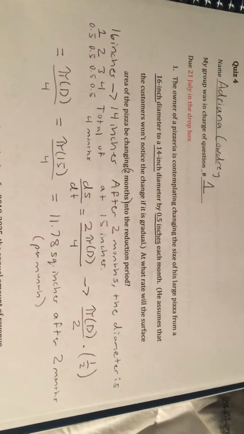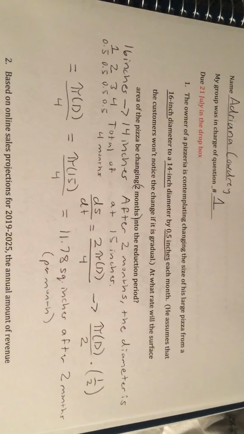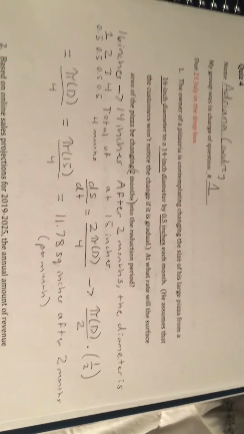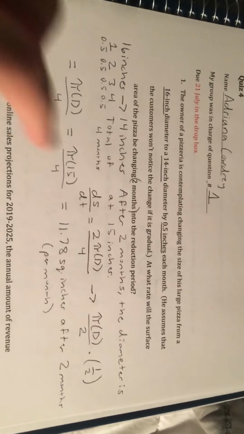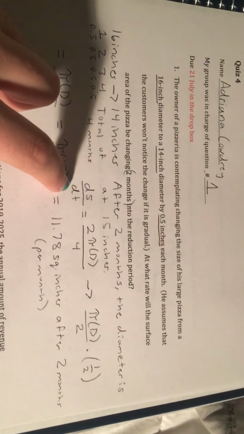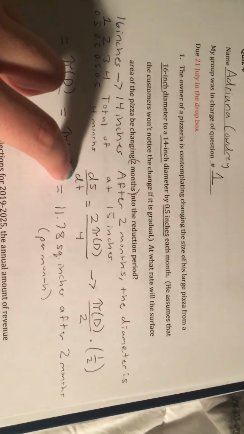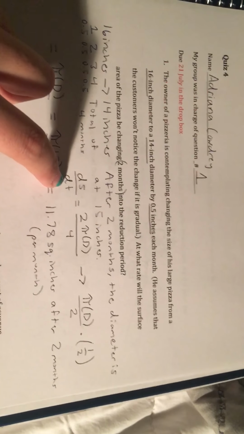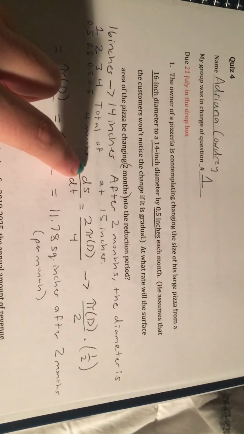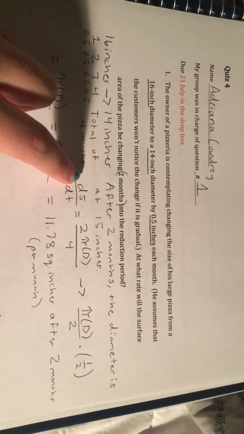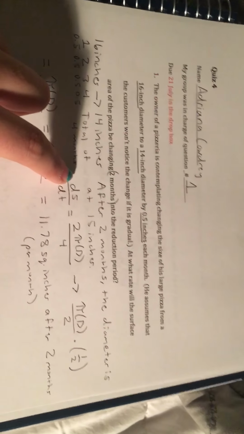So here we can start. I took the derivative form of an equation that I can start out with. So I'm taking dS over dt, with dt standing for time, for months, and dS standing for the main outcome, which would eventually be the diameter.